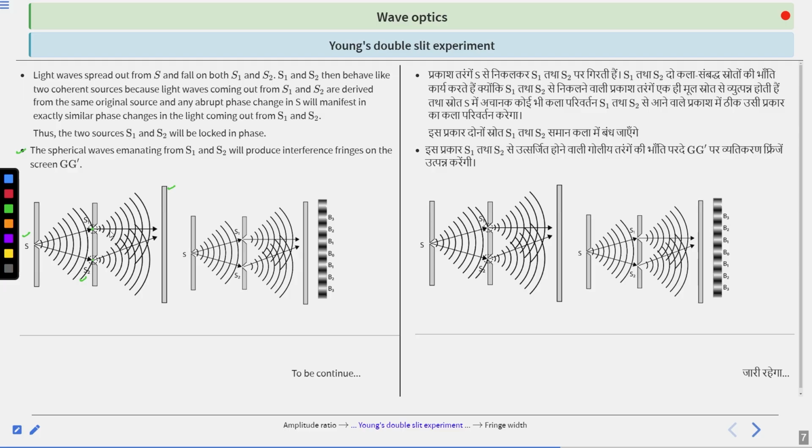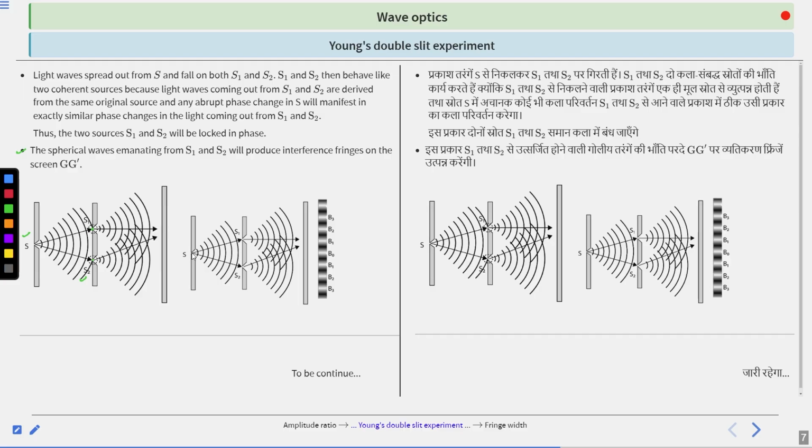When both waves spread out and meet at a point on the screen, there are two cases. First, when the intensity of both the waves is maximum, there is constructive interference, and when it is minimum, there is destructive interference.